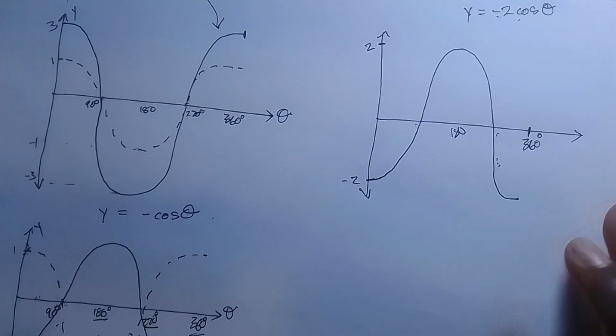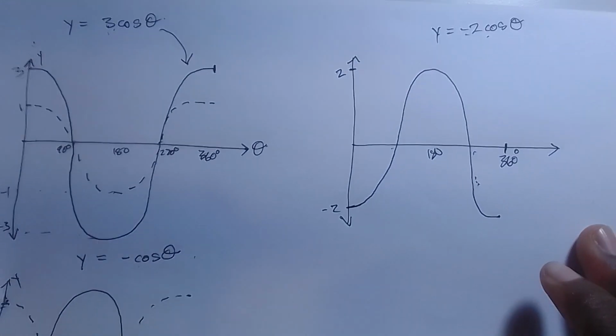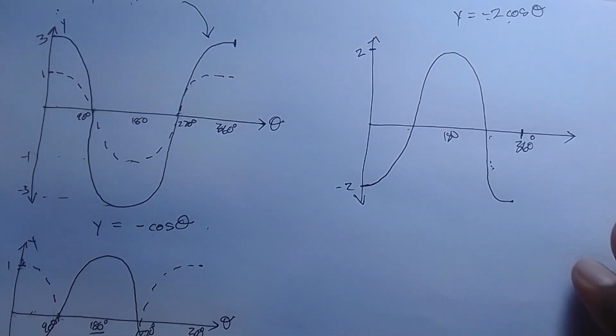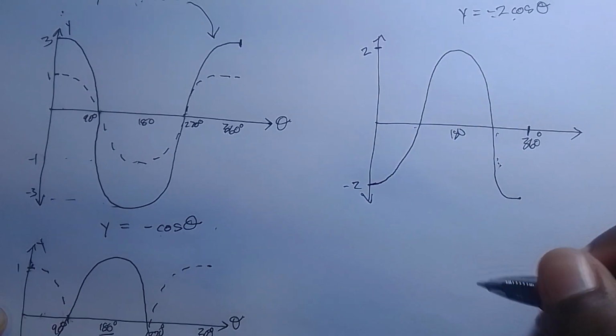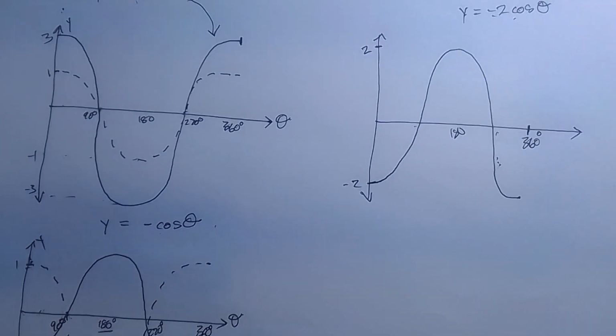Right, now that was our basic sine and cosine graphs. Now watch the next video for the change in the vertical shift.